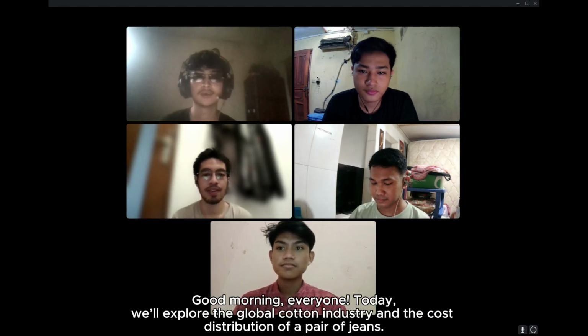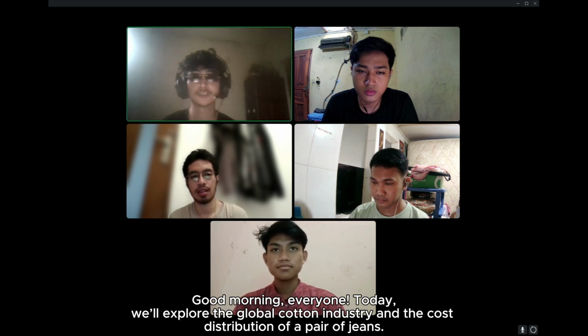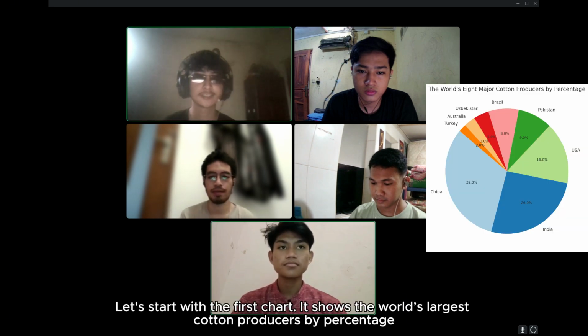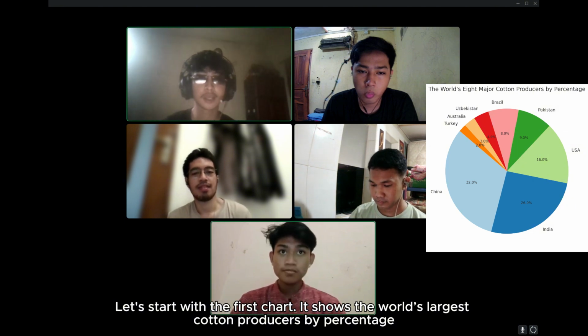Good morning, everyone. Today we'll explore the global cotton industry and the cost distribution of a pair of jeans. Let's start with the first chart. It shows the world's largest cotton producers by percentage.